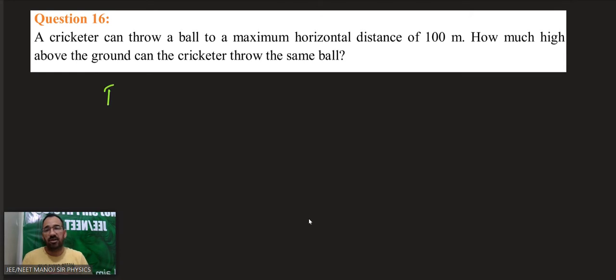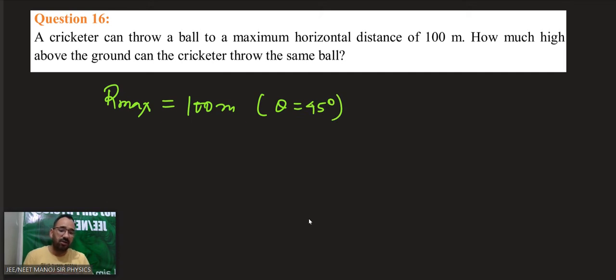What is maximum horizontal distance? That is maximum range in horizontal projectile motion. That will be 100 m. And that can be achieved only if theta is 45°. You know this thing. Okay, this can be achieved only when theta is 45°, R maximum. What is R maximum, dear children?